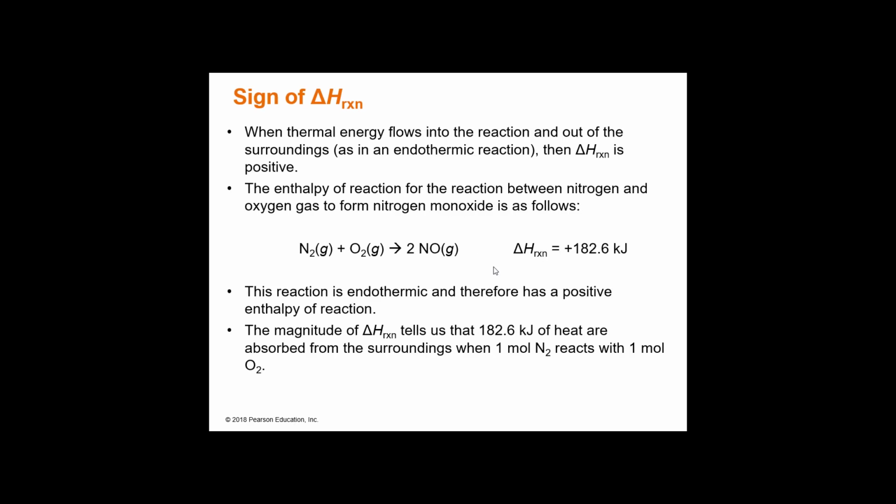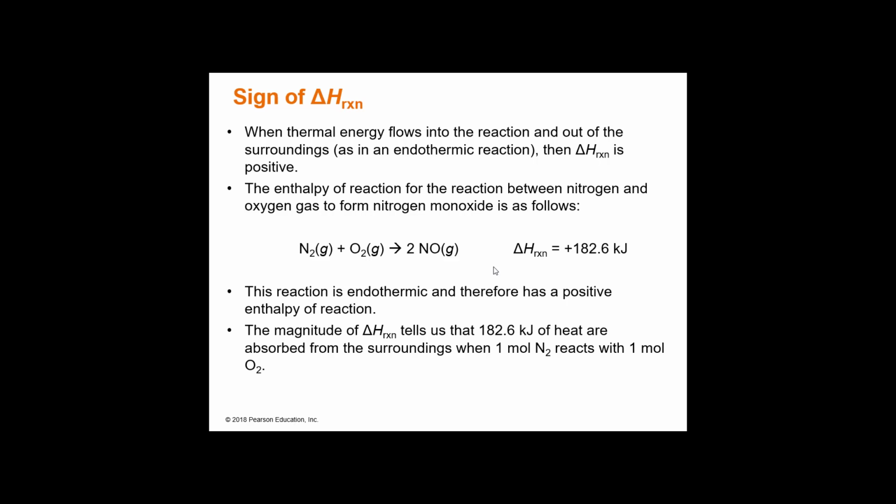But let's look at another one. When thermal energy flows into the reaction and out of the surroundings, like the heat being pulled from your hand, as an example. Here we have nitrogen and oxygen, which produce NO. This is an endothermic reaction, and it has a positive enthalpy. The magnitude tells us that we have 182.6 kilojoules of heat absorbed.